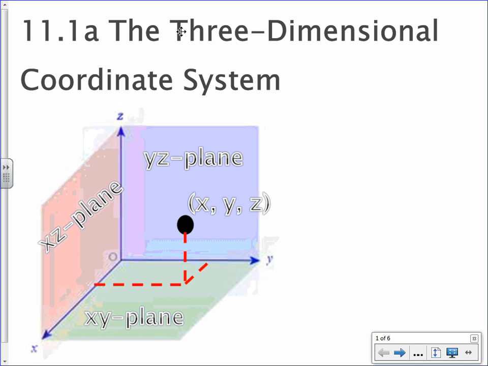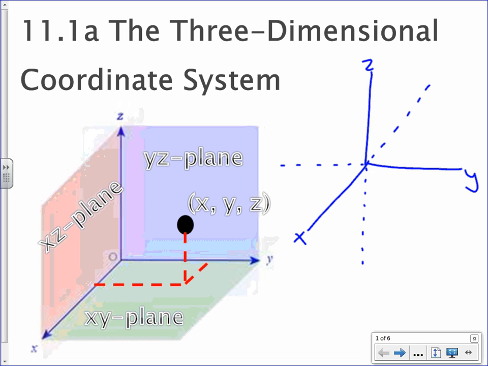So here is a picture from your book. Okay, this is what it looks like. I'm going to draw another picture of my own to kind of explain what is happening. All right. So we have an x-axis, a y-axis, and a z-axis. The x-axis is the one that's coming out at us. The y-axis is here. And the z-axis is the one that is going up and down.